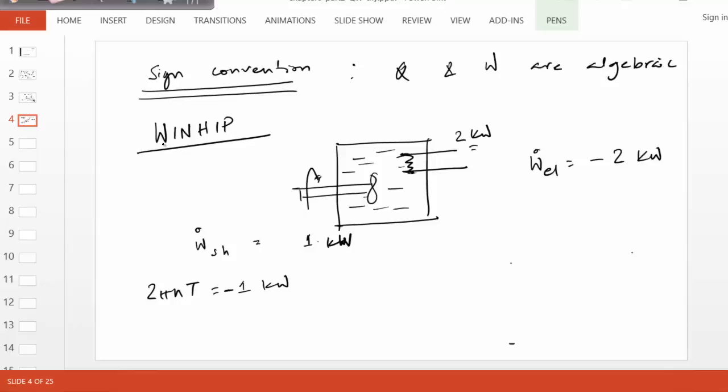What about boundary work? Suppose this is a piston and we find this boundary is moving up, and you calculate the boundary work to be, let's say, 2 kilojoule. I'm not talking about the rate here, I'm talking about, suppose the piston moved from here to there and you calculated the boundary work over a certain time.